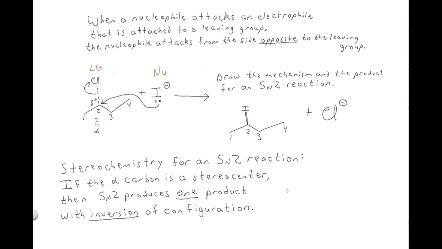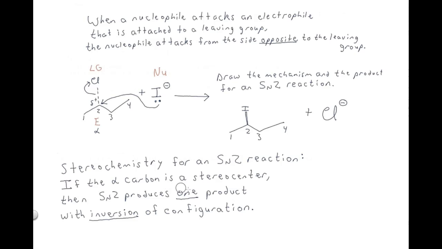Well, our goal here was to learn how to draw the correct stereochemistry for an SN2 reaction. So we've learned this rule. When the alpha carbon is a stereocenter, then an SN2 reaction produces one product with inversion of configuration. So here's our one product with inversion of configuration. Do you see why it's natural to call this an inversion of configuration? Because we're inverting from the chlorine being on a dash to the iodide being on a wedge.